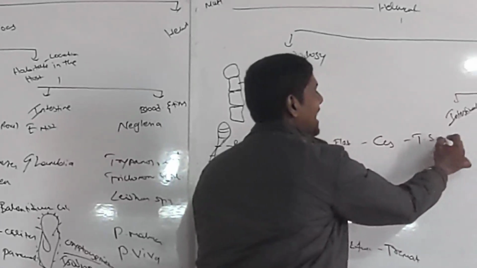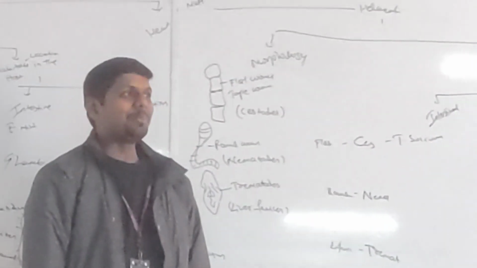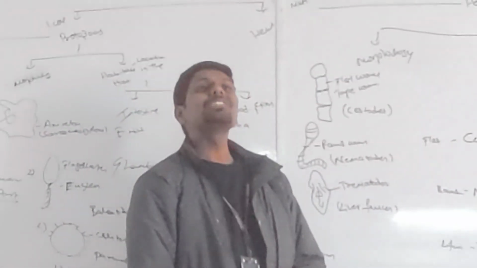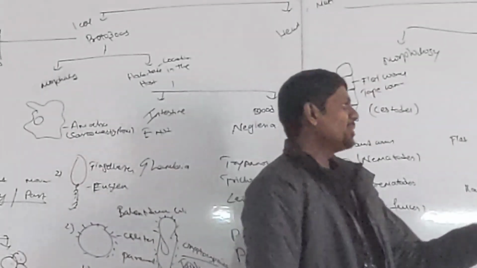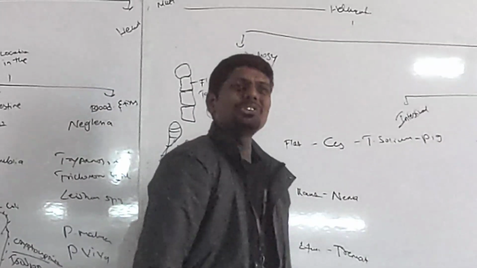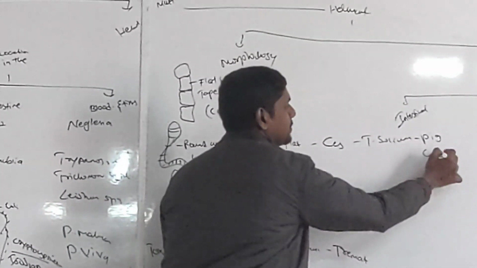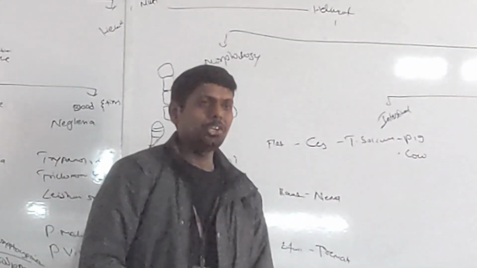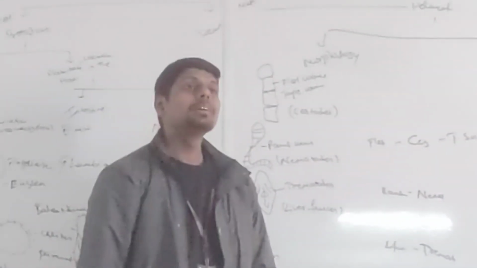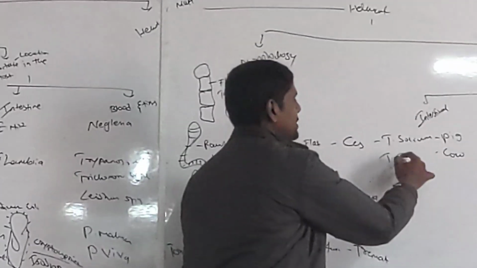Taenia solium. See, that is the problem. You are confused, but you follow the connections. Taenia solium. If the host is a pig, yes, that is Taenia solium, Taenia species. If the host is a cow, then give me the example. If the host is a cow, then it is called Taenia saginata.